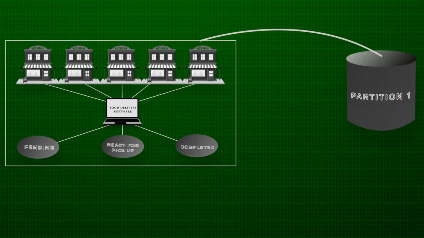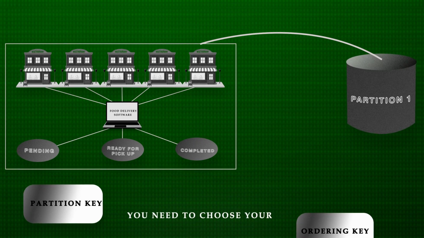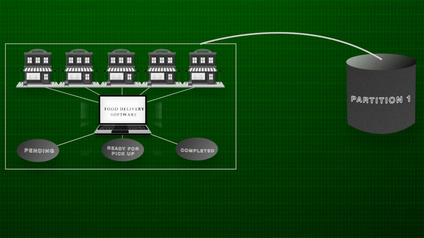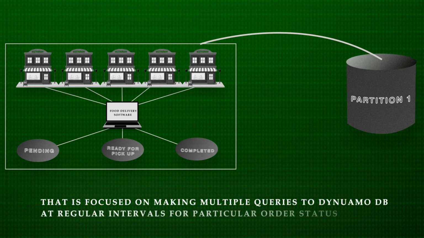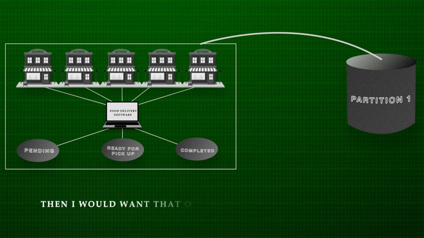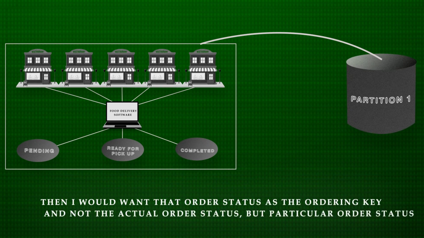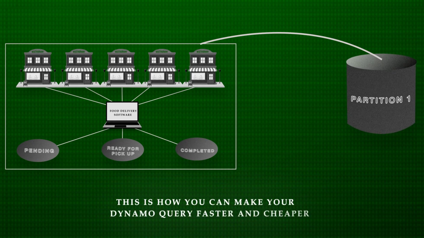So this is actually a challenge. You need to choose your partition key and ordering key in such a way that it fits your use case. So for a delivery app that is focused on making multiple queries to DynamoDB at regular intervals for a particular order status, then I would want that order status as the ordering key and not the actual order status, but particular order status. And this is how you can make your Dynamo query faster and cheaper.